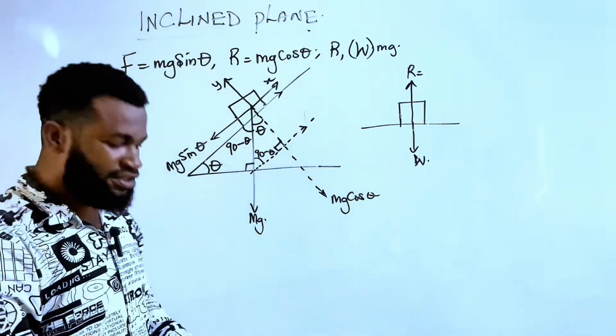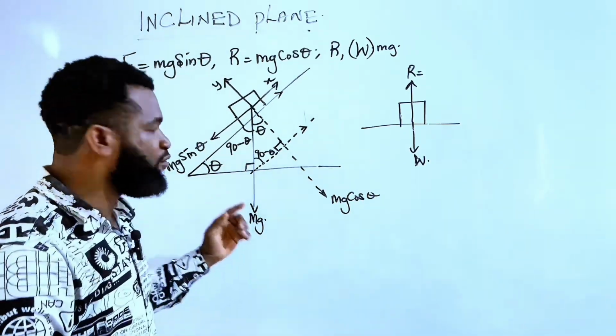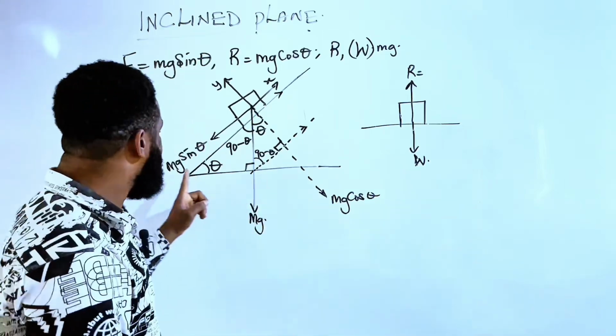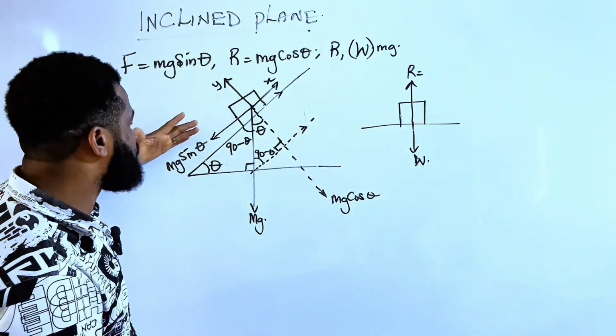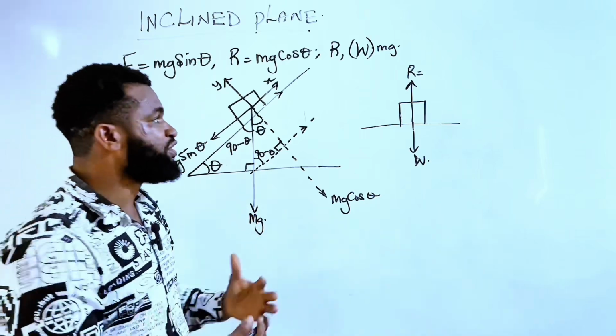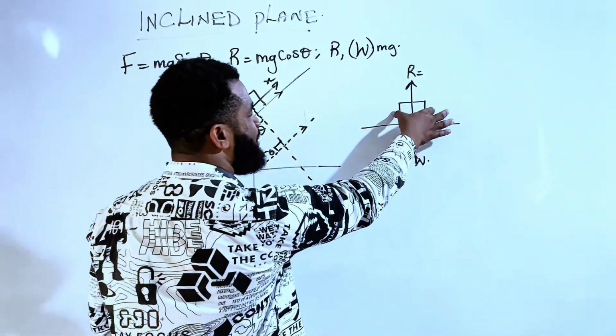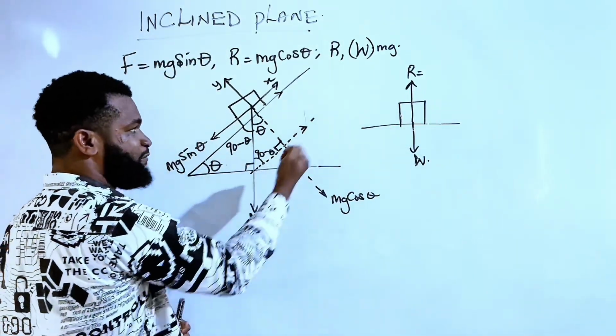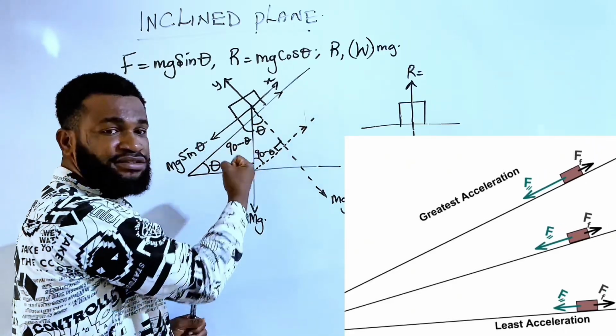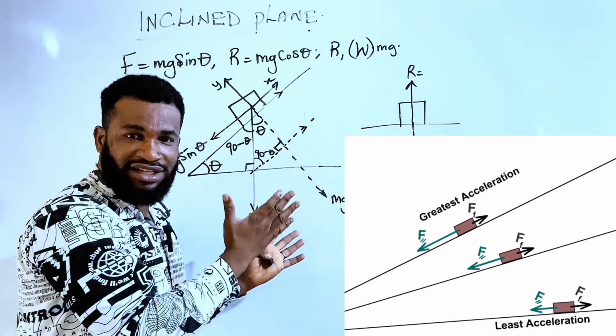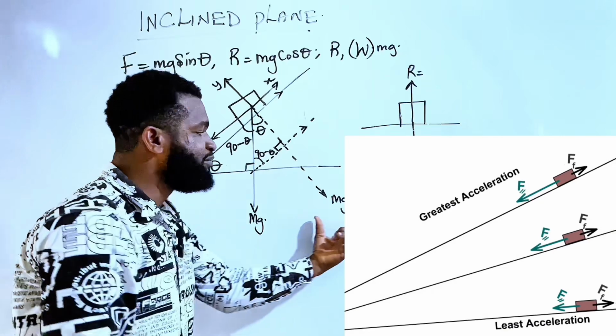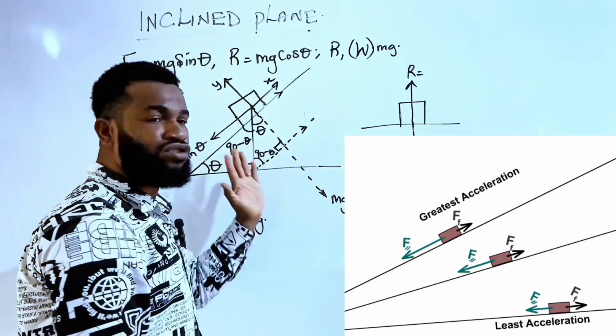Now the question is, what is mg sine theta and what is mg cos theta? Mg sine theta is the horizontal component with which the body on an inclined plane is going to fall down. It is the force which pulls the body on an inclined plane, or when a body is inclined at an angle. Why is mg cos theta the vertical component?